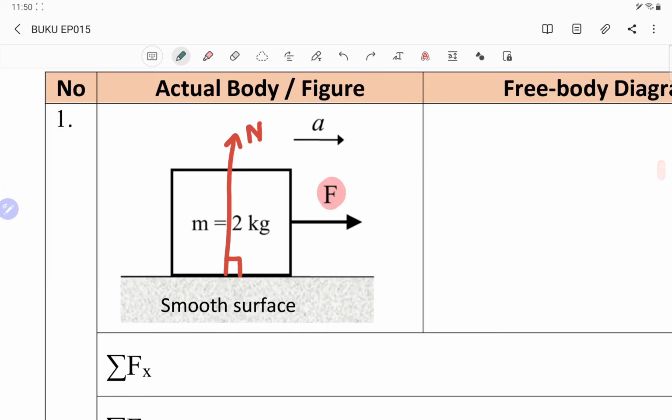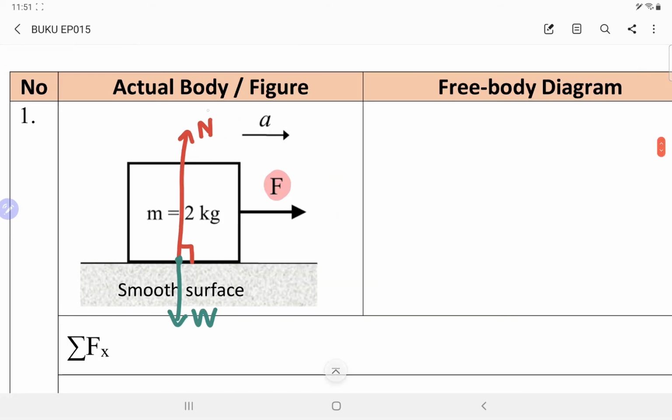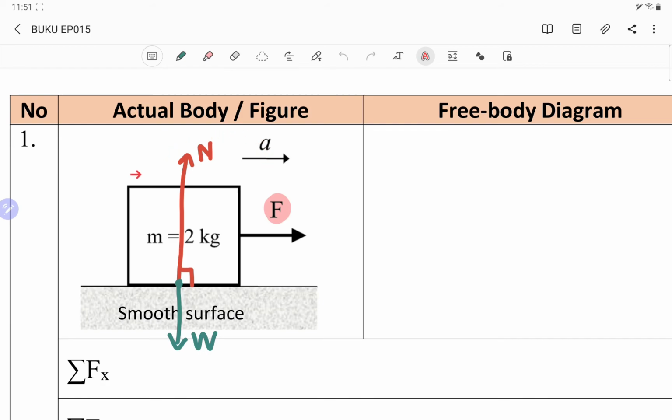So, what else do we have? This object has mass. Any object that has mass will have weight. So, the weight is going down. Okay, so this is our FBD.